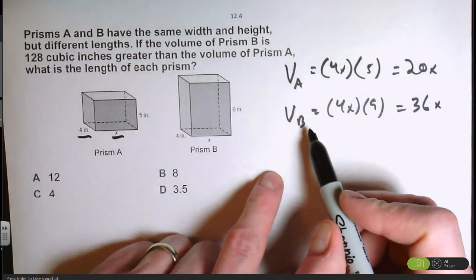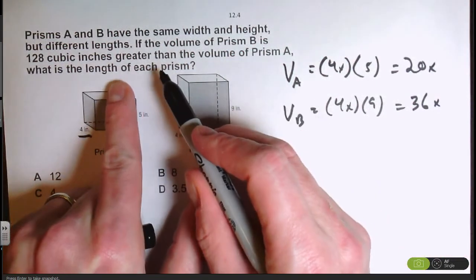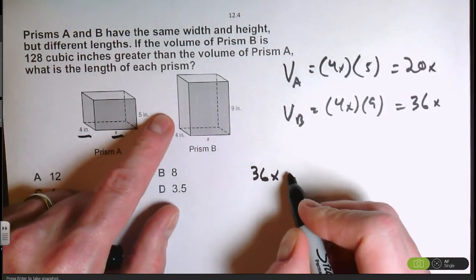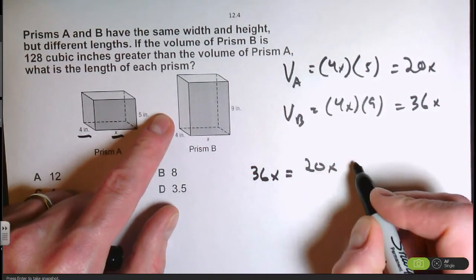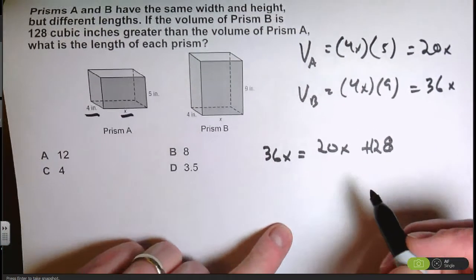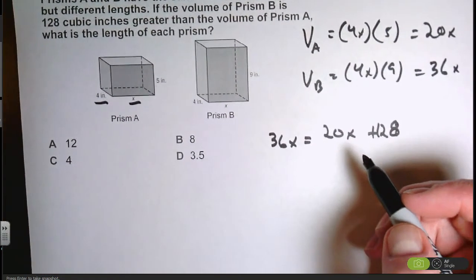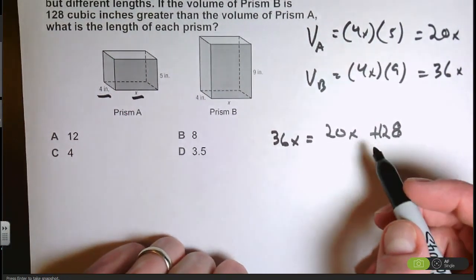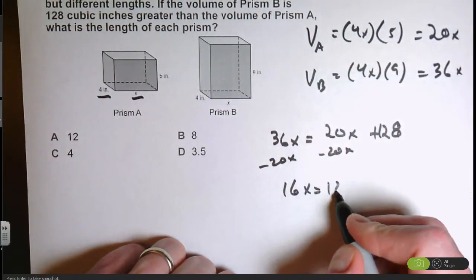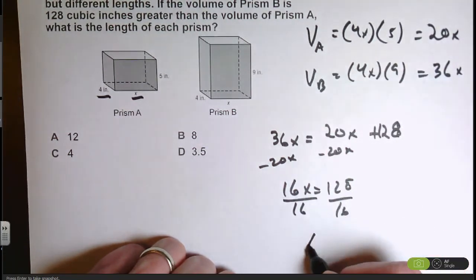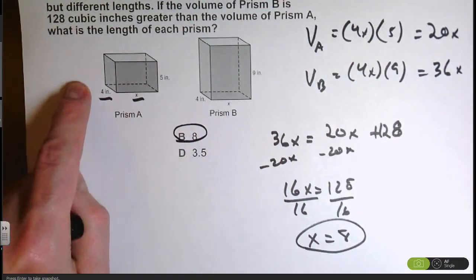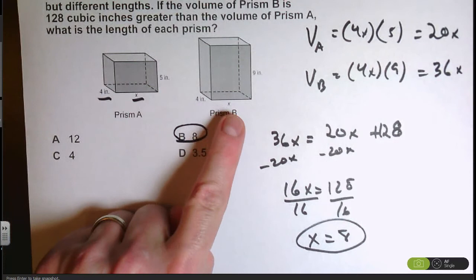Now, the volume of prism B is 128 cubic inches greater than A. So what that means is 36x is 128 more than 20x. So the question is, what would x have to be for this to work out? Well, we have a pretty easy linear equation to solve. Subtract 20x. We get 16x equals 128. Divide by 16. x equals 8. That must have been 4 by 8 by 5 and 4 by 8 by 9.